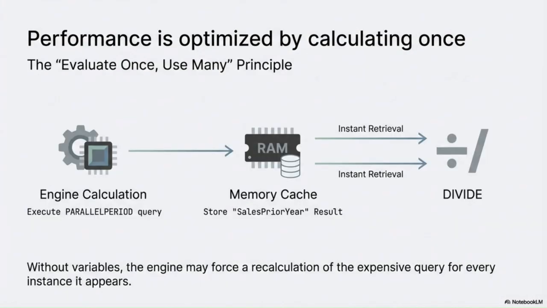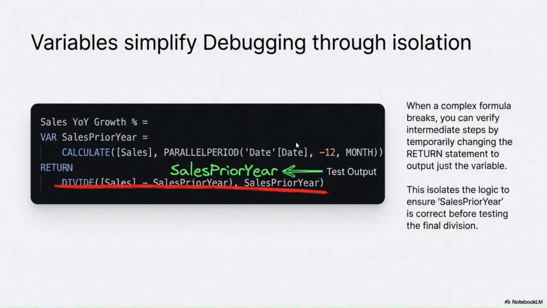Variables are not just about readability, they also improve the performance. When you repeat the same calculation multiple times in a measure, DAX may evaluate it repeatedly. But when you store that calculation in a variable, Power BI computes it once and reuses the result. This reduces computation time and improves report performance, especially with large data sets.